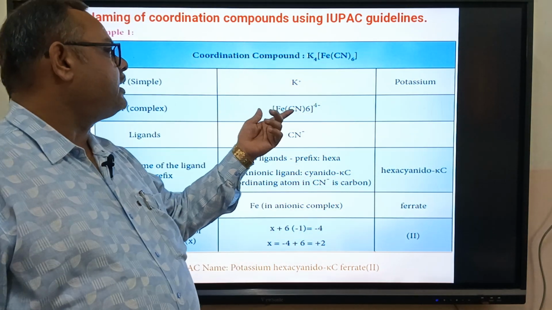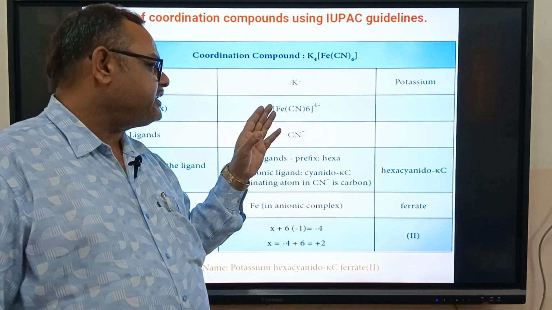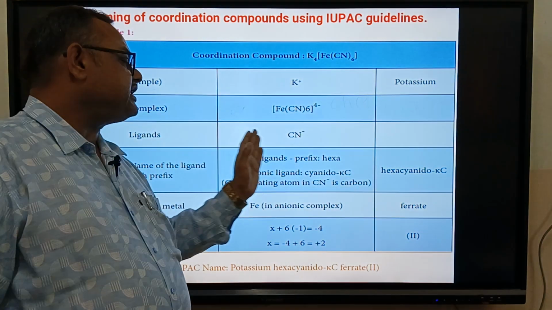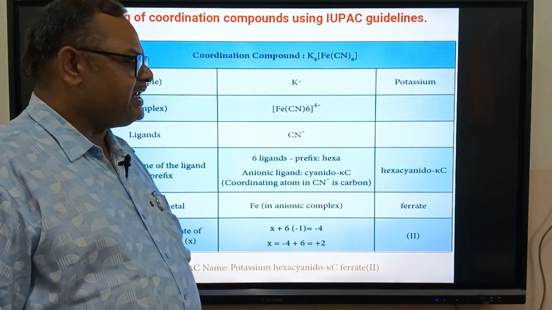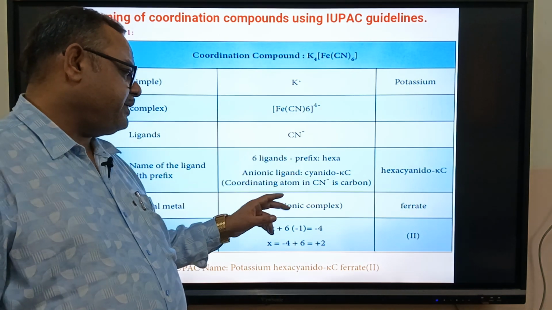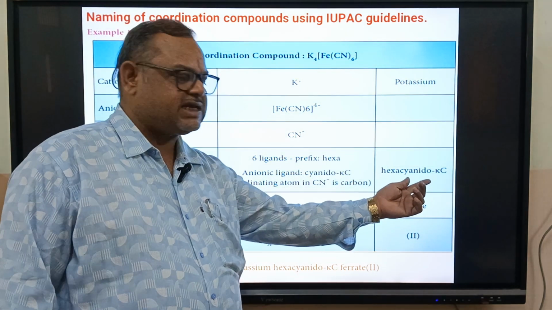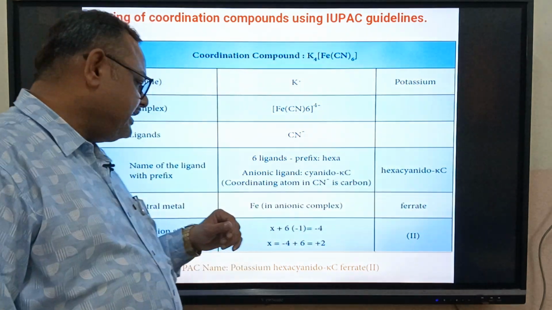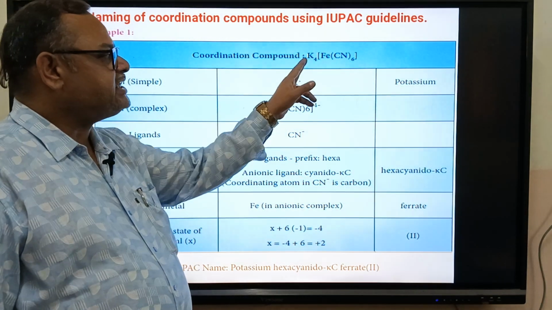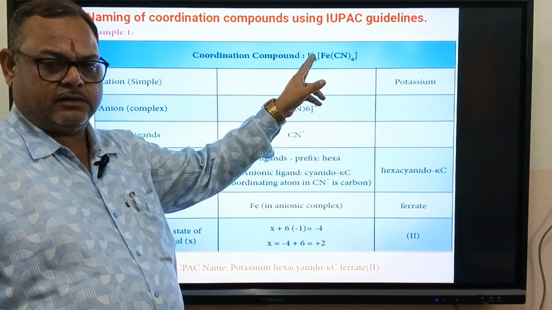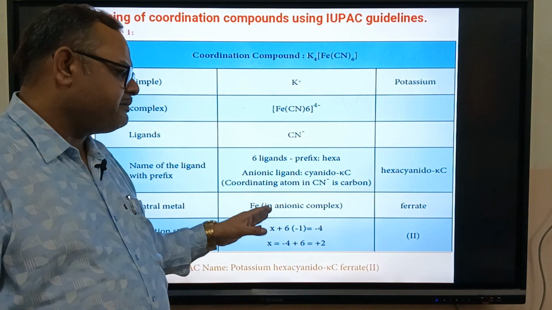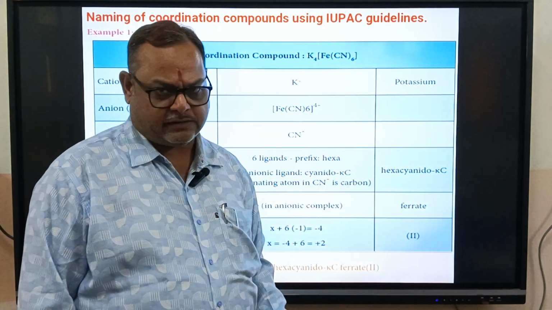So we will not write tetrapotassium, we simply write potassium. Now we will be writing the name of the complex. Now in the complex we have [Fe(CN)6]. So the ligand is CN minus. Name of the ligand is cyanido. Number of ligands is 6. So it becomes hexacyanido. Then the central metal present is Fe. But since we have a counter cation, it clearly indicates that the complex is an anionic complex. Therefore, the name of the metal will be written as ferrate.